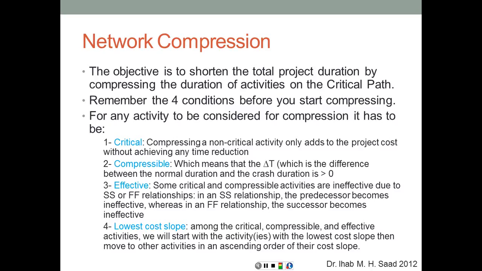Once an activity satisfies all of these 3 conditions, it's critical, it's compressible, and it's effective, we have multiple activities satisfying all of these 3 conditions, then which one to start with? The cheapest one to compress, which means the one that has lowest cost slope. So among the critical, compressible, and effective activities, we will start with the activity or activities with the lowest cost slope, then move to other activities in an ascending order of their cost slope. So I'm going to keep the most expensive activity until the end.